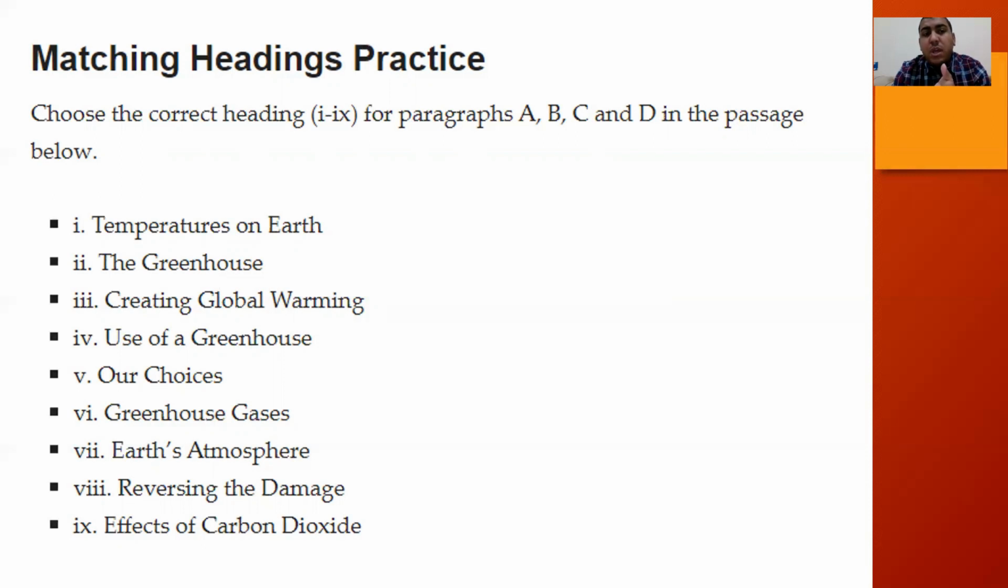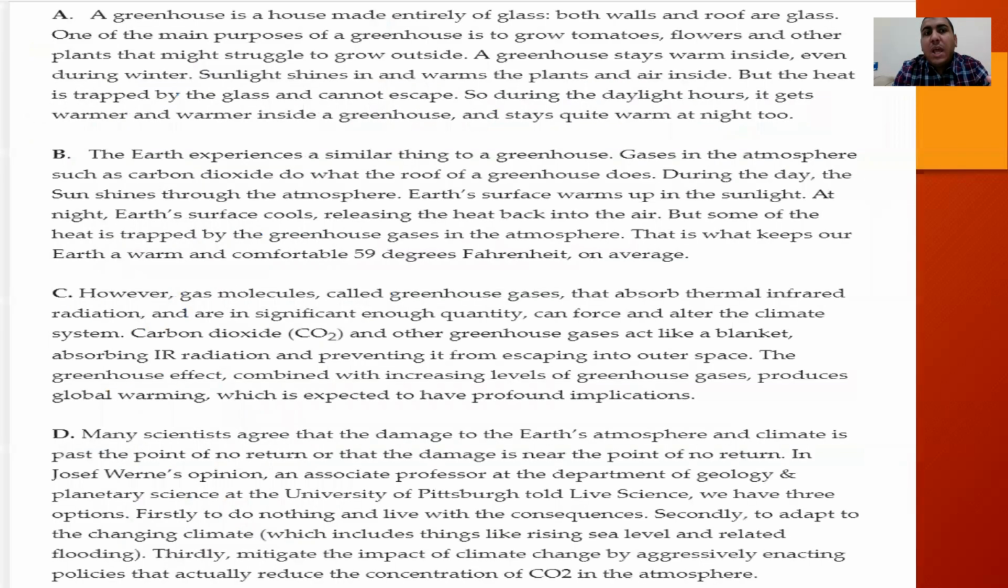The next one, use of greenhouse, our choices, greenhouse gases. And the next one, Earth, atmosphere, reversing the damage, and the last one, effects of carbon dioxide. I want you now, after you read them, try to understand them, try to paraphrase them in your mind, try to get the main idea of each one of them. And then we will have a look.